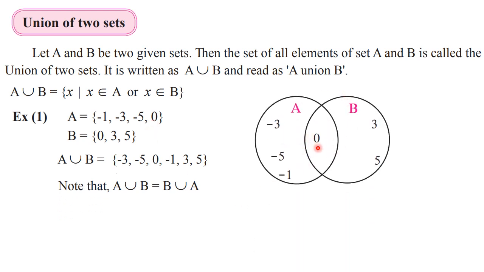So this is a common part which denotes intersection. See where 0 is written. 0 is common element in A and B. Okay. Then remaining elements of A, that are -1, -3 and -5, and remaining elements of B, 3 and 5, are written in the remaining part. So this complete figure shows us A union B.